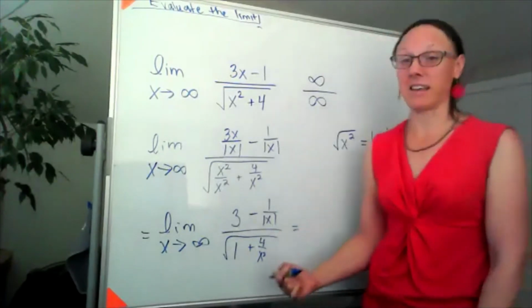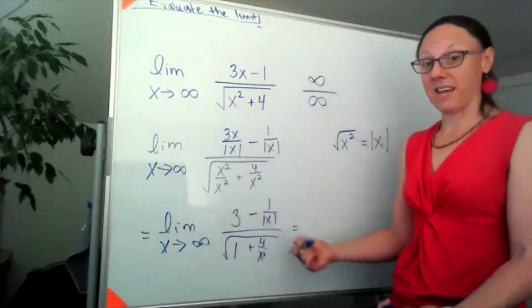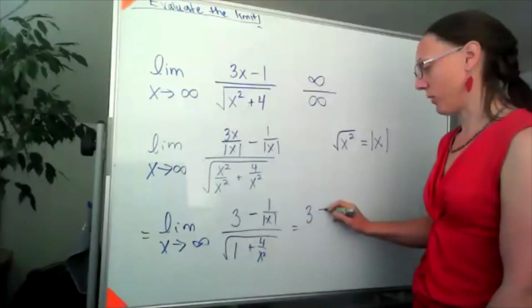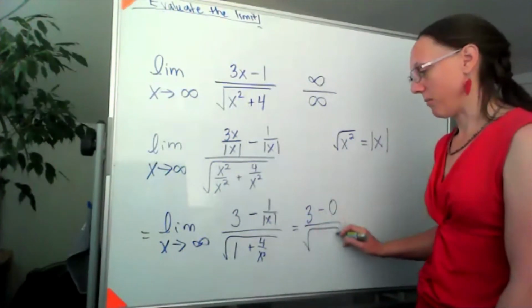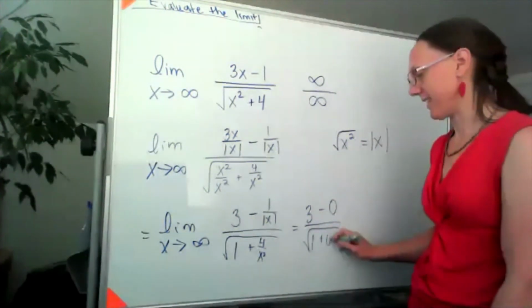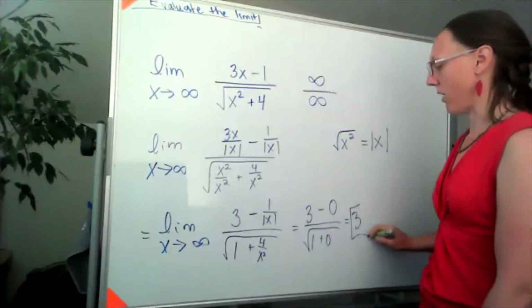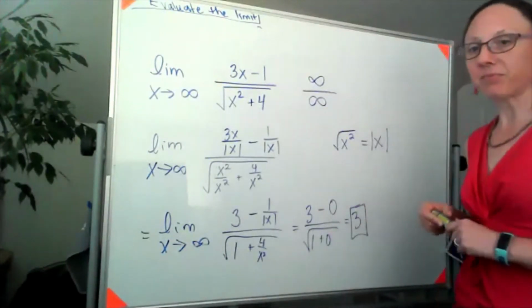And now we're ready to take the limit. So when I take that limit, on the top, I've got 3 minus 0. And on the bottom, we'd have 1 plus 0. And we get 3 for an answer.